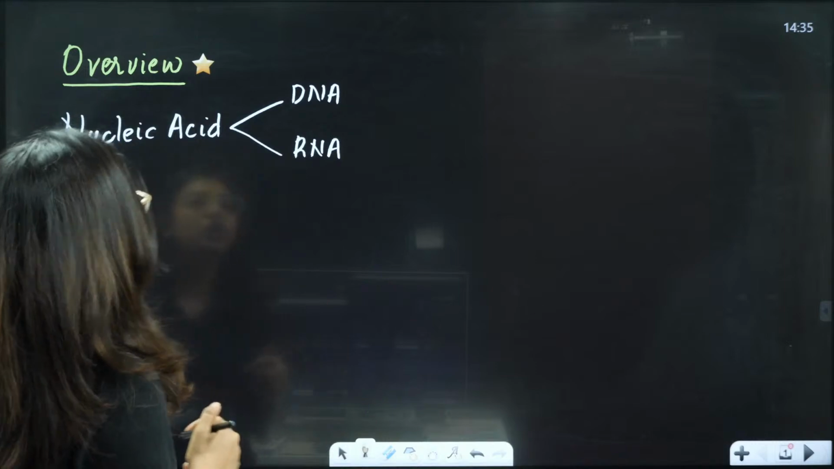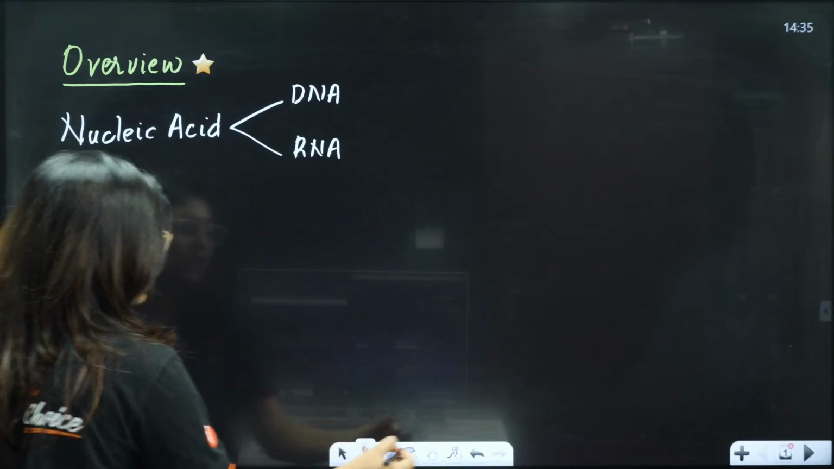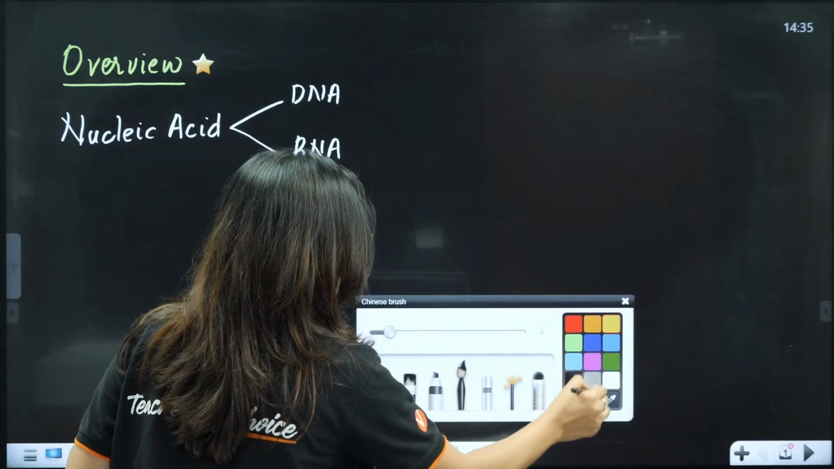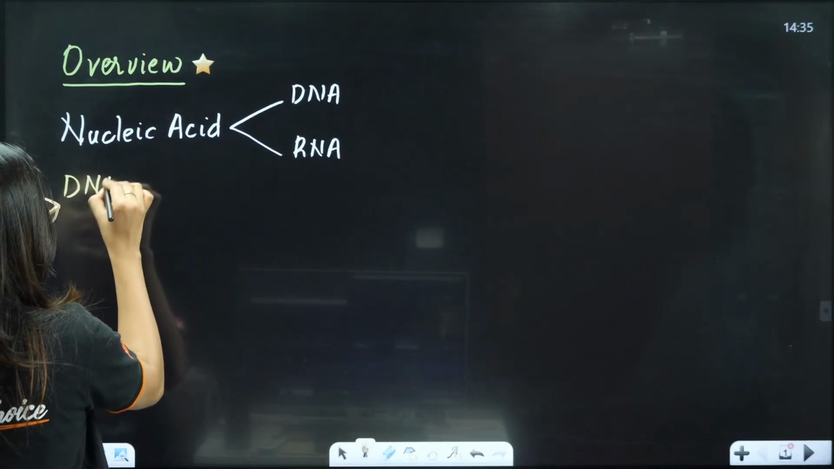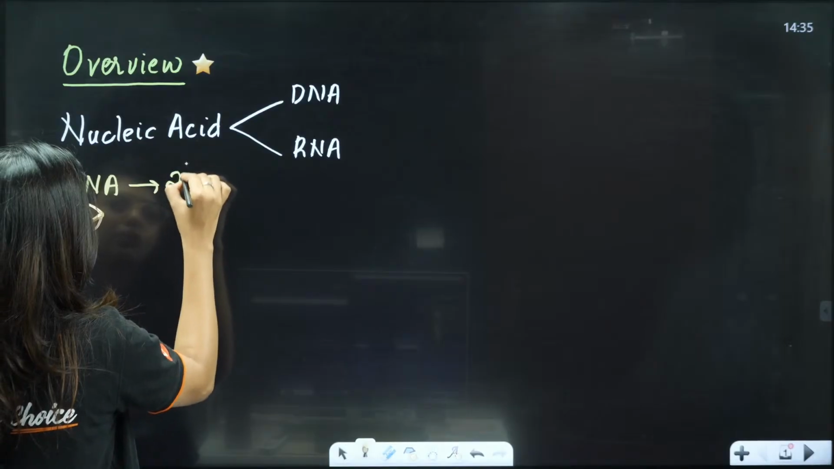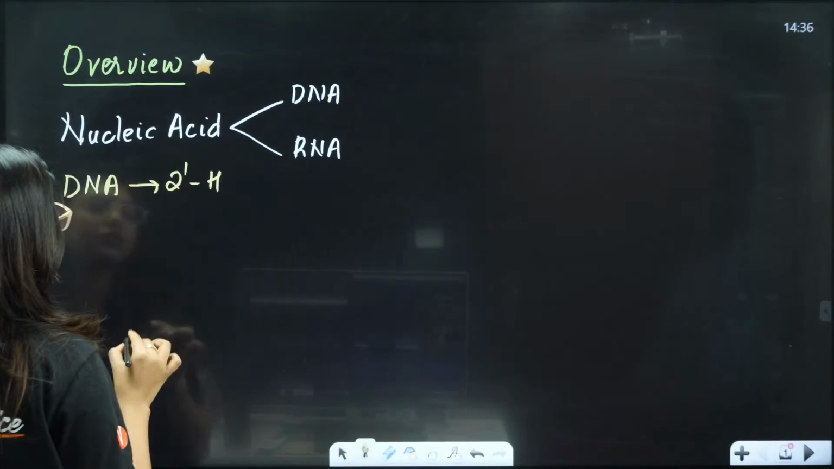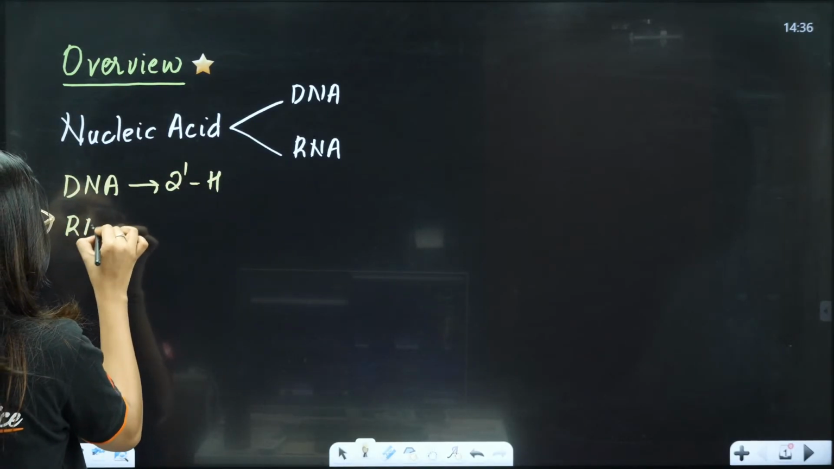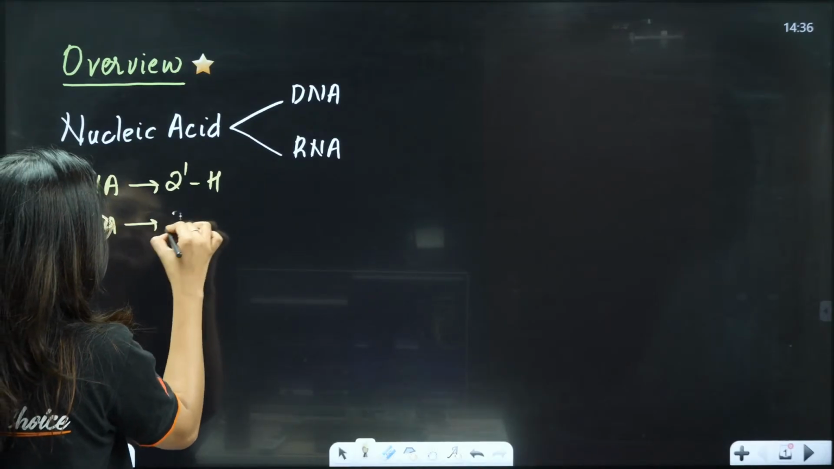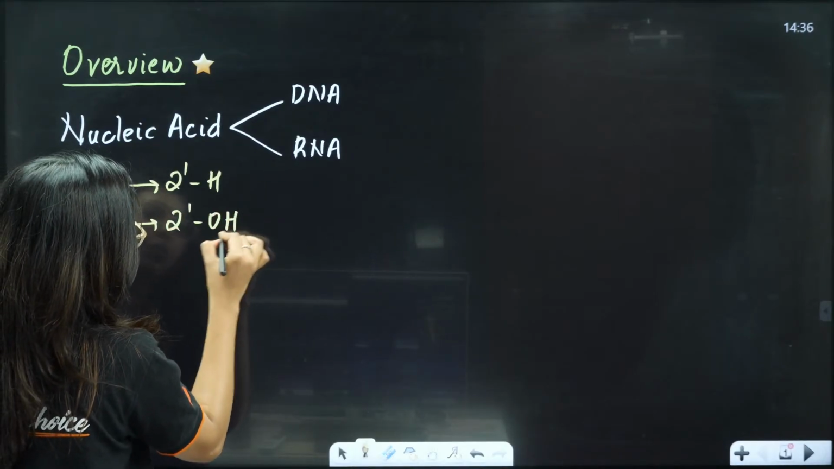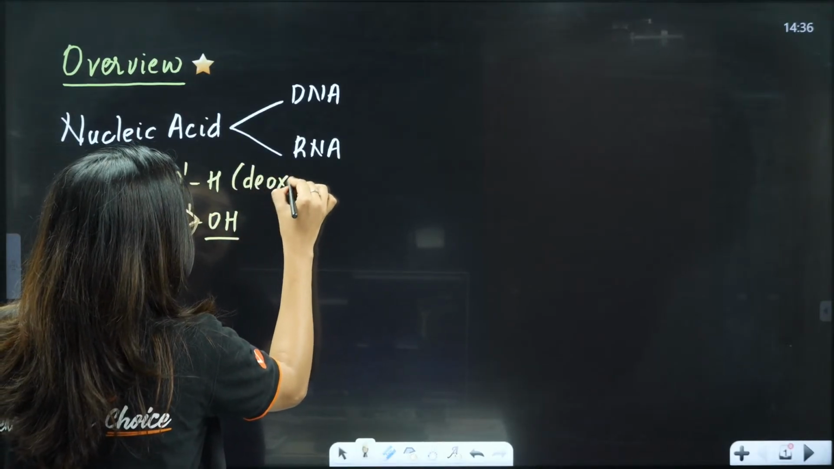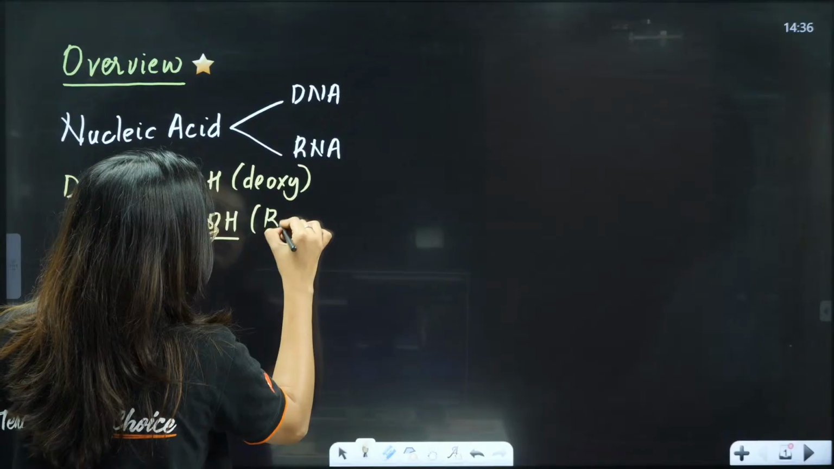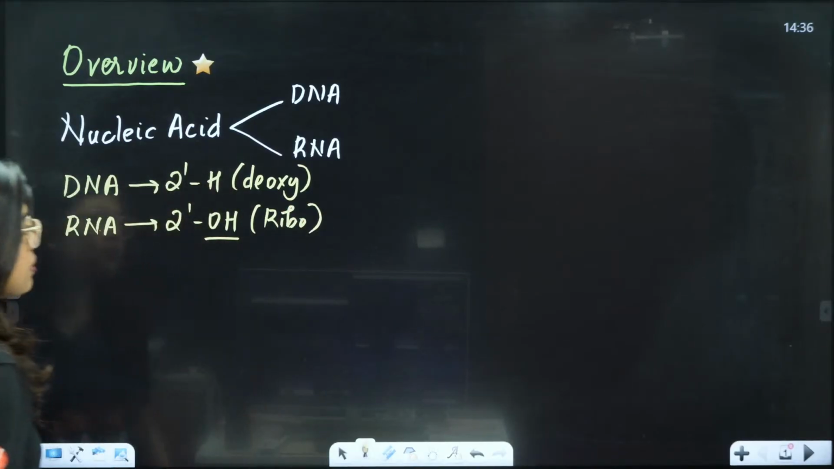Okay, so nucleic acids, students: DNA and RNA. Here the major thing you have to remember is that in DNA, the second carbon, this is very important, in today's class also we will be talking about this, the second carbon has a hydrogen, and in RNA the same second carbon has an OH group. That is why this becomes deoxy, and this becomes just ribo.